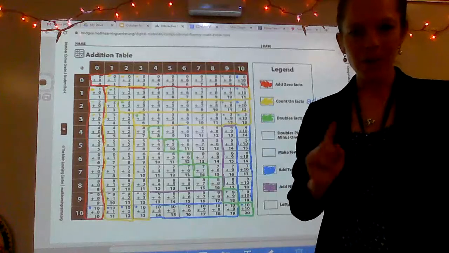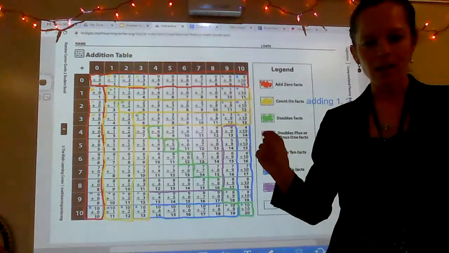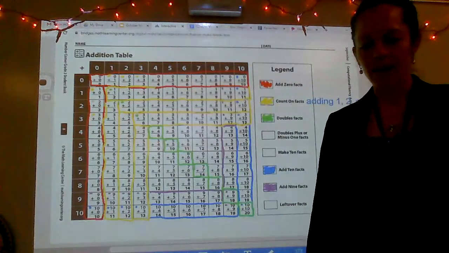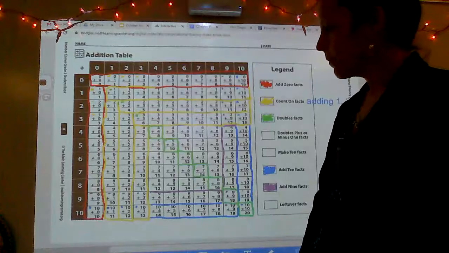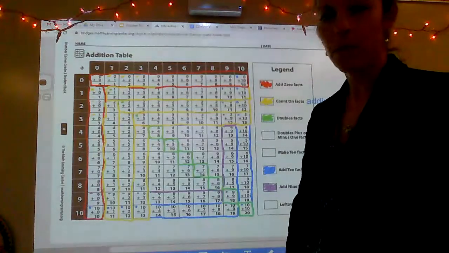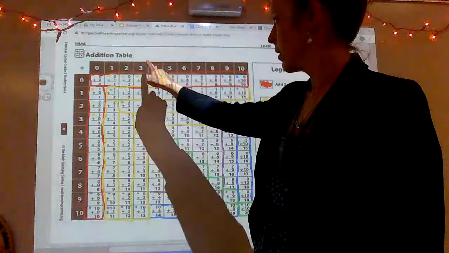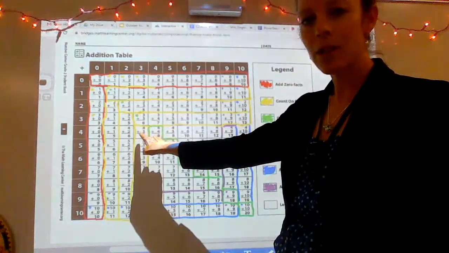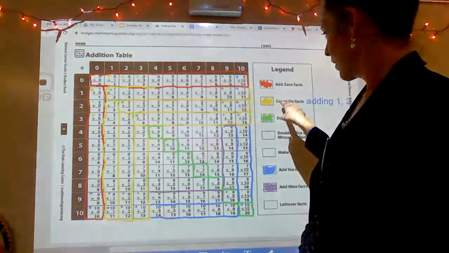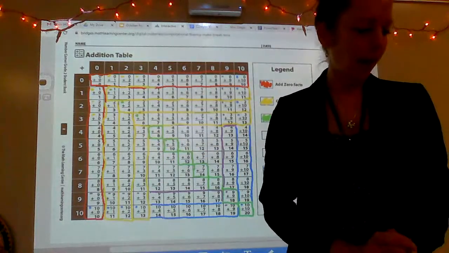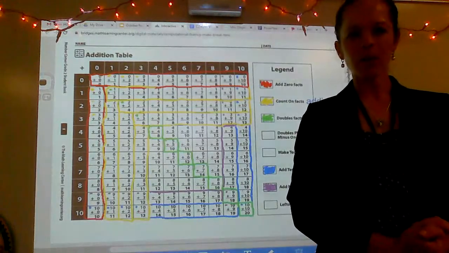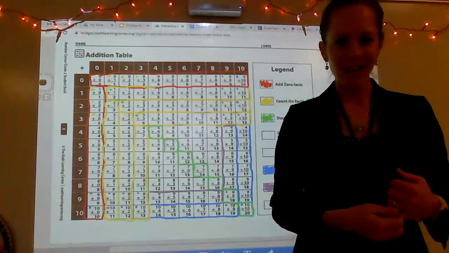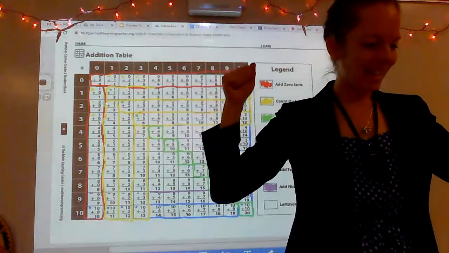On top of that, I would like you to, next to that equation, write which strategy you used to solve it. So, for example, if I chose to solve 3 plus 4, I would write that out on my paper, and next to it I would write the strategy, which is count on facts. All right, that shows me your thinking and that we're really thinking about our math critically and your growth mindset, and you are growing and getting smarter every day.